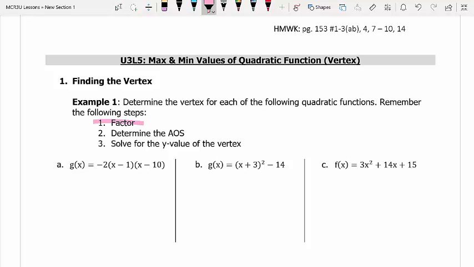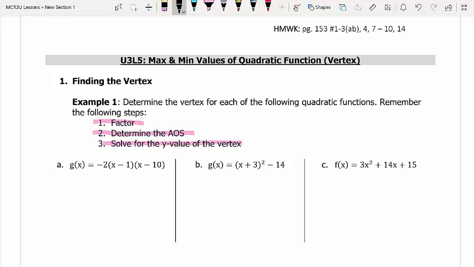You're going to factor to find the zeros, then use those zeros to find the axis of symmetry, and then use the axis of symmetry to find the optimal value, or the y value of the vertex. And then you put the axis of symmetry and the optimal value together to form the vertex. So let's go ahead and calculate the vertex in each of these 3 examples.